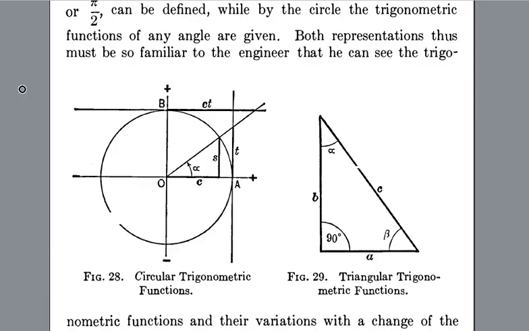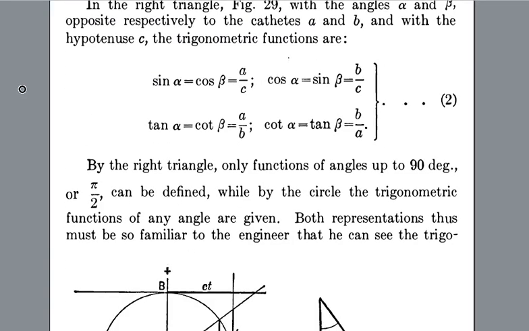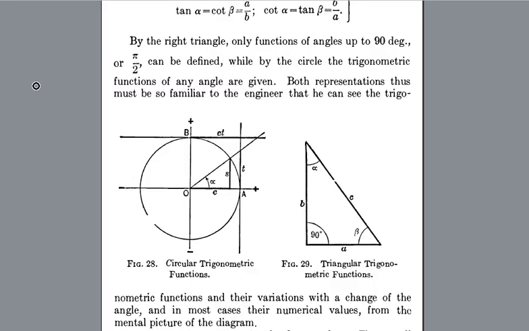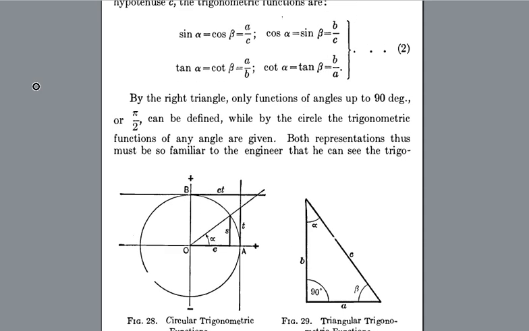For the right triangle shown in Figure 29, with the angles alpha and beta opposite the sides labeled A and B respectively, and with the hypotenuse labeled C, the trigonometric functions are defined as follows. The sine of alpha equals the cosine of beta, which equals A divided by C. The cosine of alpha equals the sine of beta, which equals B divided by C. The tangent of alpha equals the cotangent of beta, which equals A divided by B. The cotangent of alpha equals the tangent of beta, which equals B divided by A.